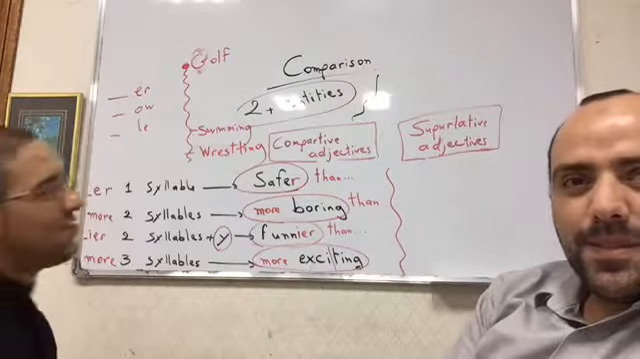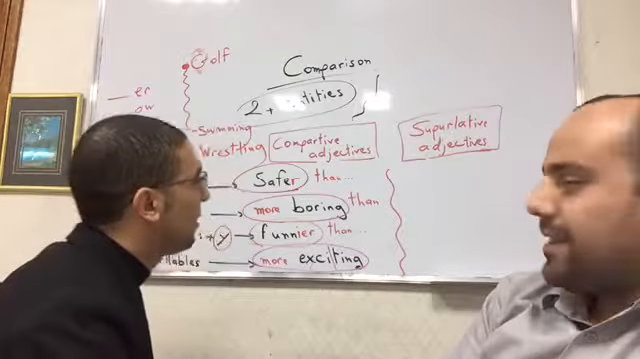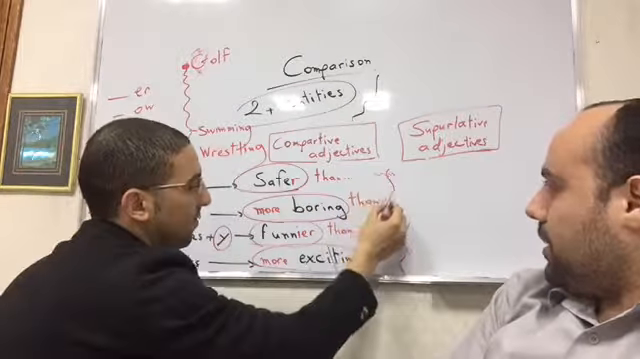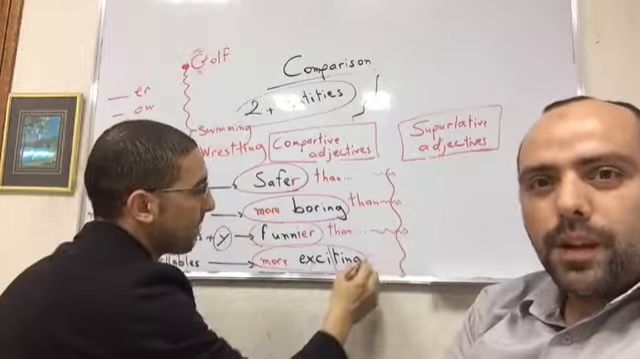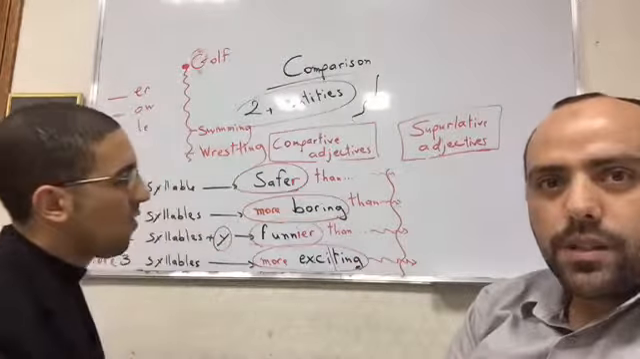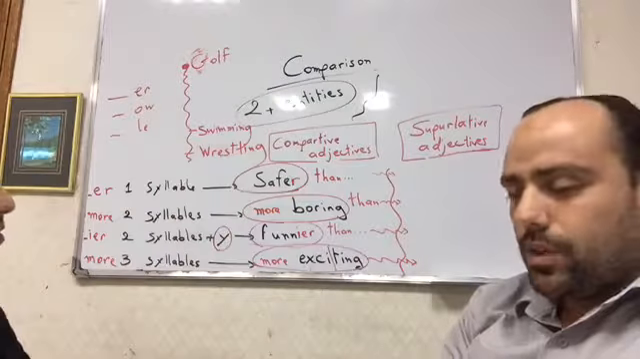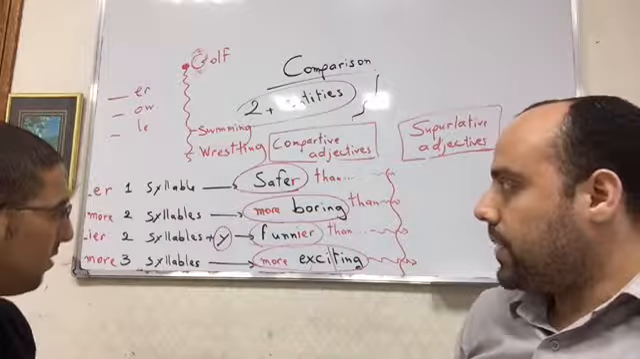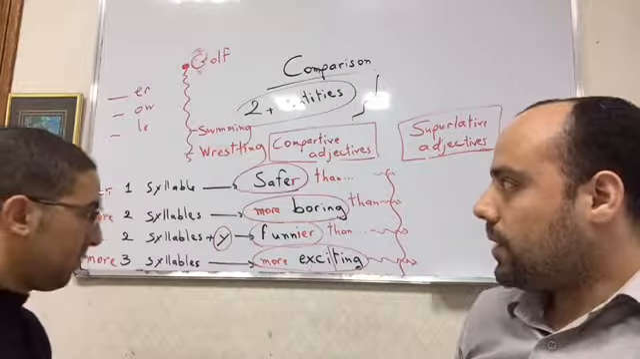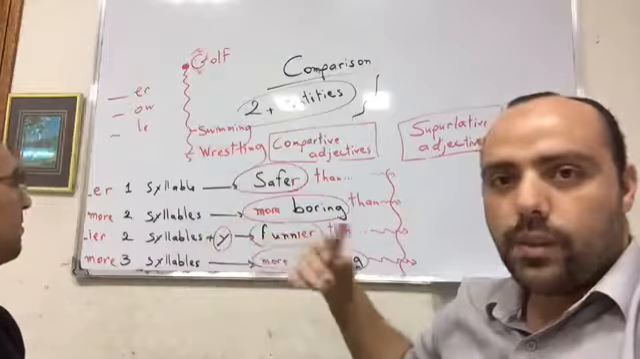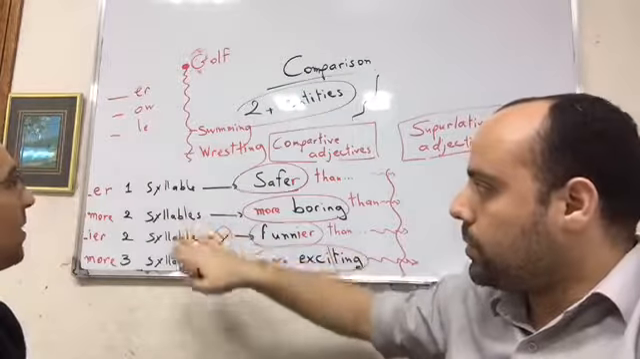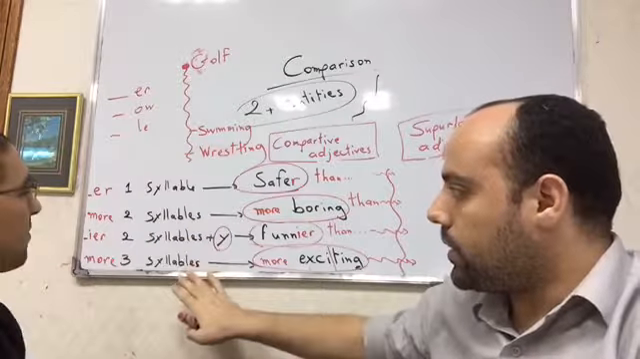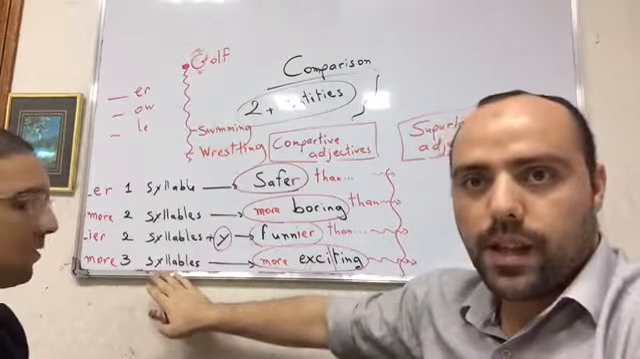Okay. Superlative adjectives, we call them superlatives. I hope you can see the board right now. We're going to talk about how to form a superlative adjective, or the superlative form of adjectives. As Mr. Ahmed told you, we have many adjectives that have one syllable, two syllables, or two syllables that end with one letter at the end, or three-syllable words as an adjective.